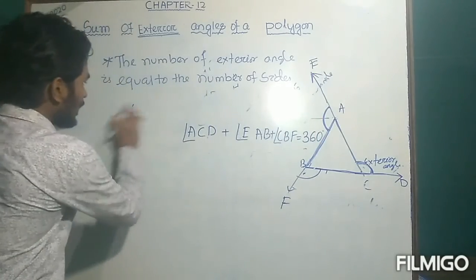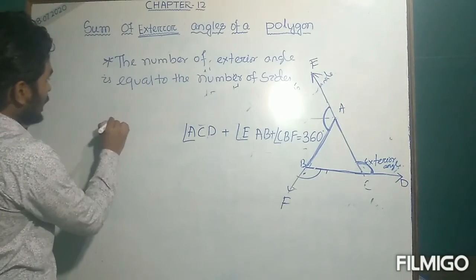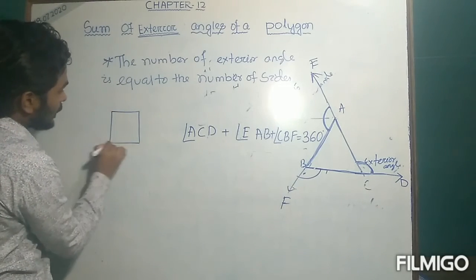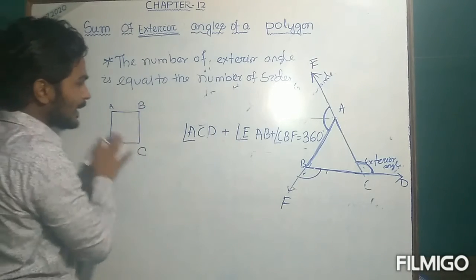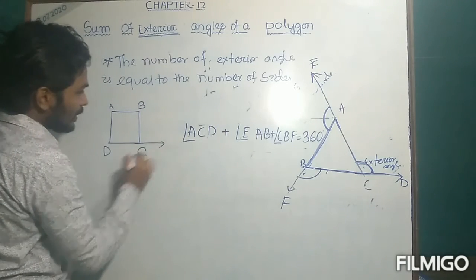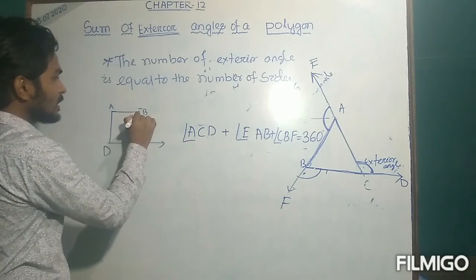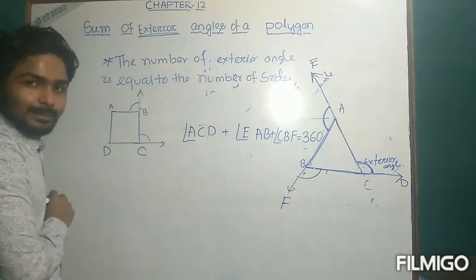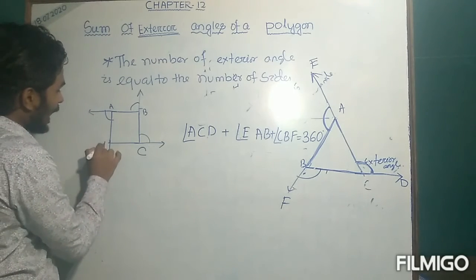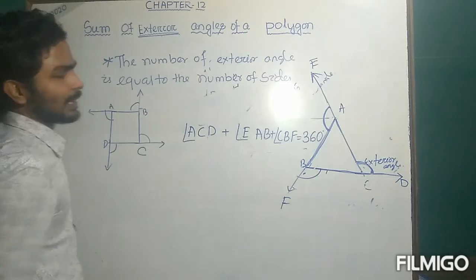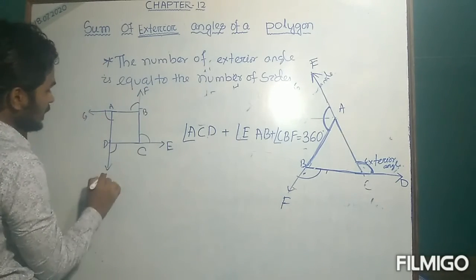Clear? Now let us consider a quadrilateral. If this is a quadrilateral, what is its name? A, B, C, and D. We need to find the exterior angles first. Okay, this is the first exterior angle. Now this is B. So this is the second exterior angle. This is the third exterior angle. And this is the fourth exterior angle. So name it. This is E, F, G, H.